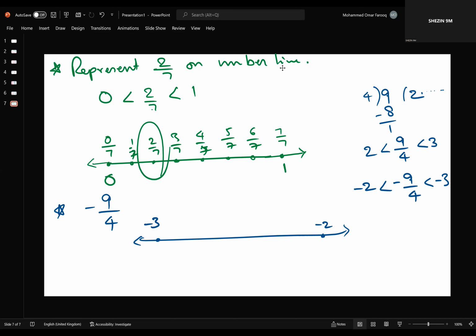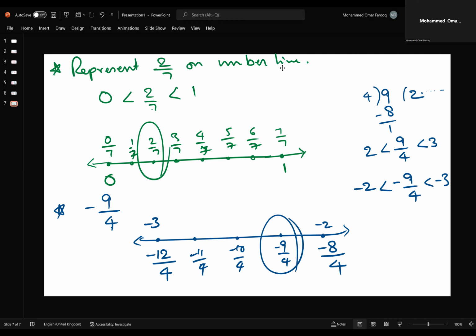How will you write with denominator 4? It is very easy. 4 multiplied by -3. 4 threes are -12, divided by 4. And in the same way, denominator 4 multiplied by -2, it is -8 divided by 4. So you divide into 4 equal parts. So if this is -8 by 4, then -9 by 4, -10 by 4, -11 by 4. So where do you represent it? Did you understand?